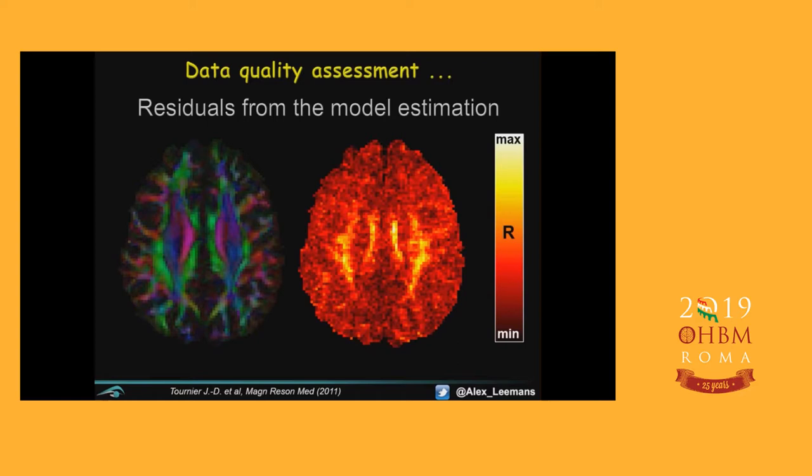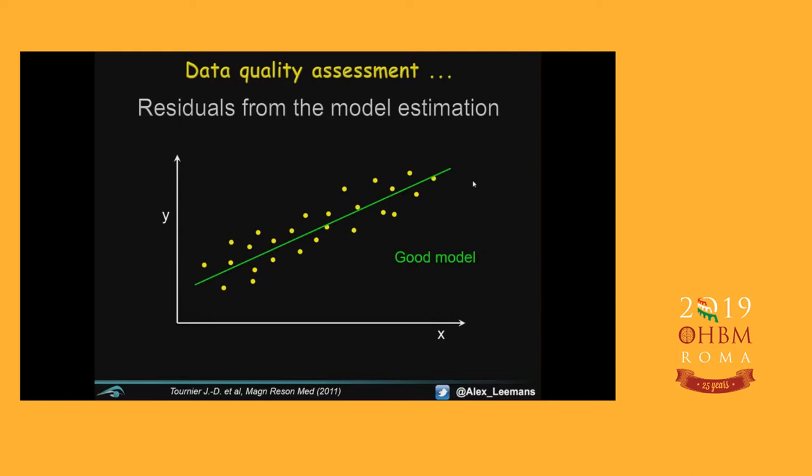If you have this set of yellow measurements, then yes, this green line is probably a good model to describe the relationship. A sinusoid would not be a good model, right? So in this case, with the bad model, the sinusoid, you'll get a lot of large residuals, right?